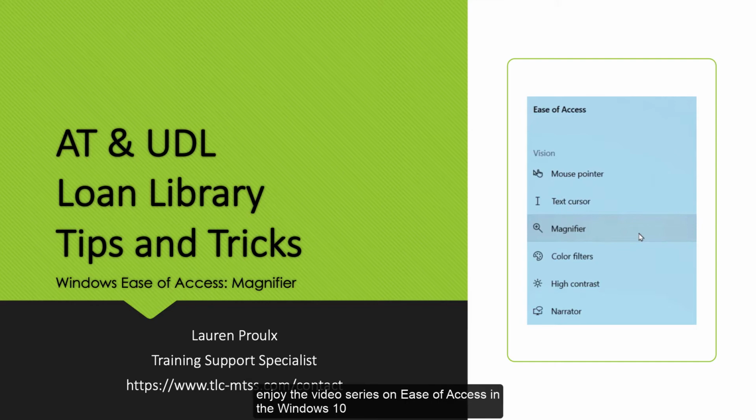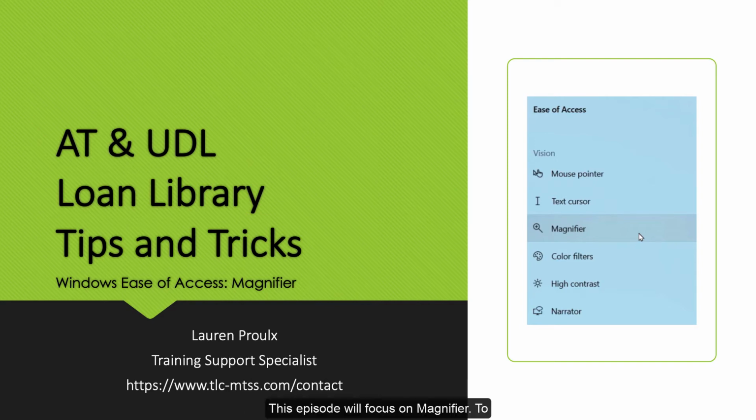Please enjoy the video series on ease of access in the Windows 10 operating system. These features help support all learners through universal education and as a Tier 1 support in the Florida's multi-tiered system of support. Students using a Windows computer can self-select these supports to remove any barriers and increase engagement during instruction of the Florida BEST standard. This episode will focus on Magnifier.